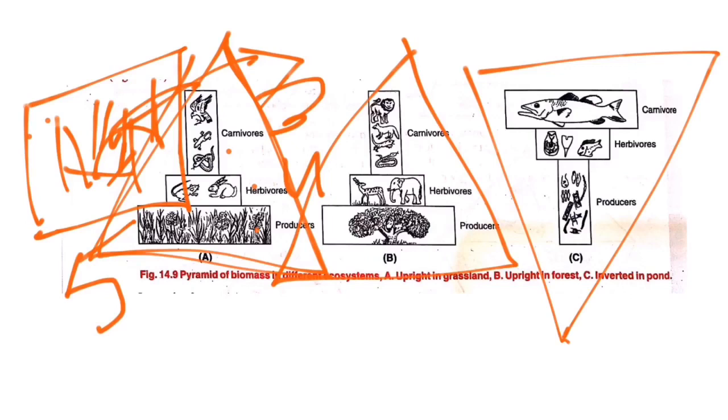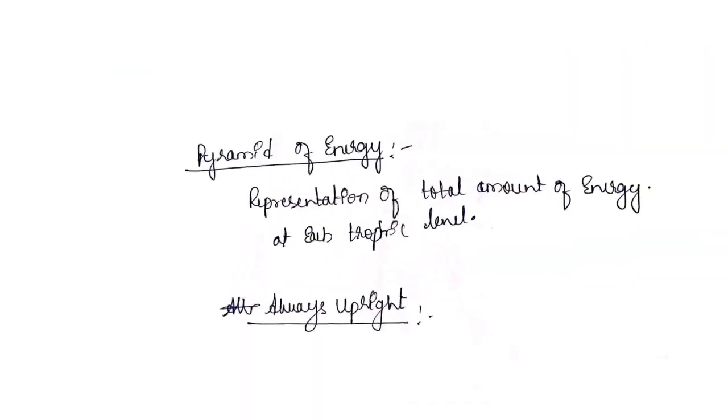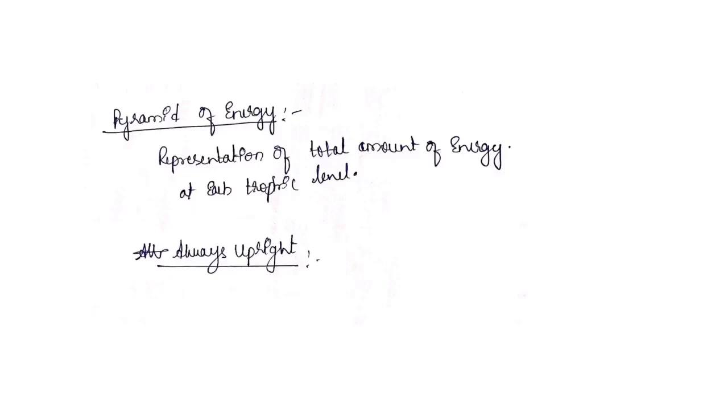Why an inverted pyramid? Because the zooplanktons or phytoplanktons which prepare their food material, which are considered as producers, their size will be very less. They are microscopic. Hence their biomass will be less. The fishes which feed on these producers will be a little larger, so their biomass will be more, and the large fishes having more biomass occupy the inverted pyramid. Next one is pyramid of energy.